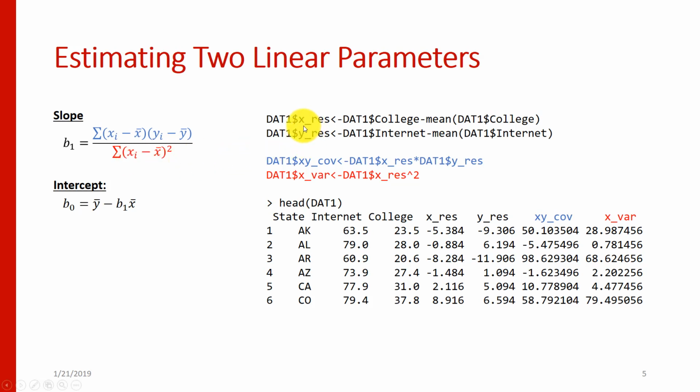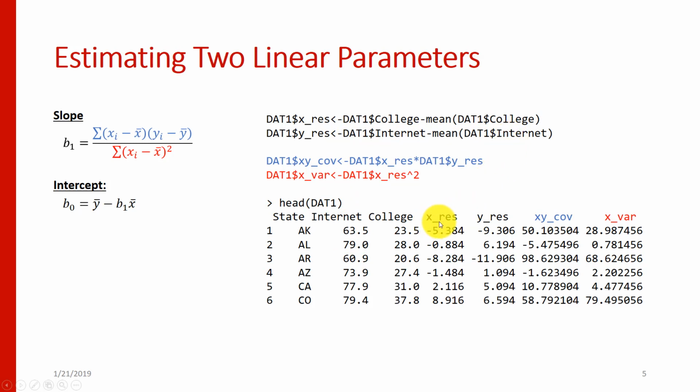So what we can do in R is calculate each of these sets of residuals. Okay, so our college graduation rates are our x variable. So we're going to create a value called x res, which is a variable within the DAT1 data frame. And it takes the value of the original variable, which is college, shown here, minus the mean of the college variable. So that will tell us how much each x deviates from its mean. And we'll calculate a residual for y called y-res, which takes the value of internet, shown here, which is our y variable, minus the mean of the y variable.